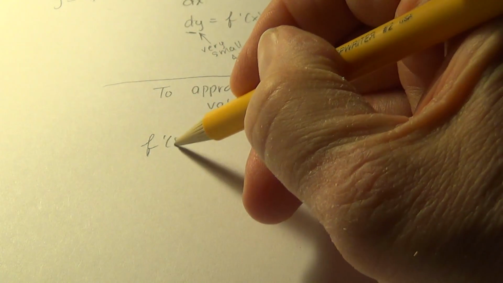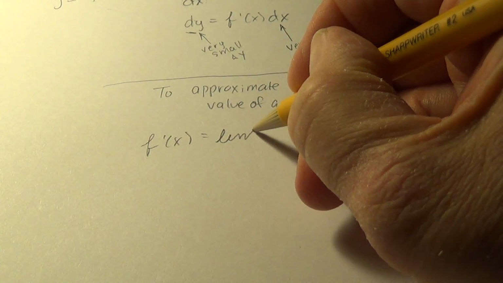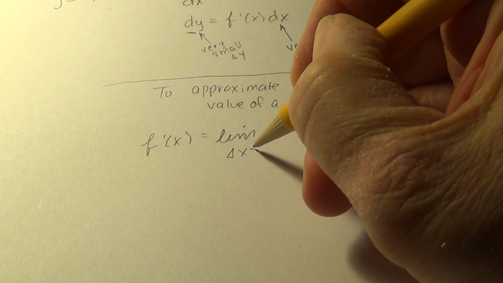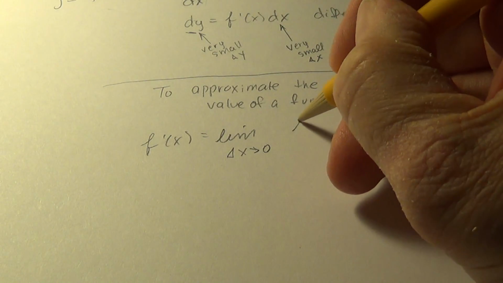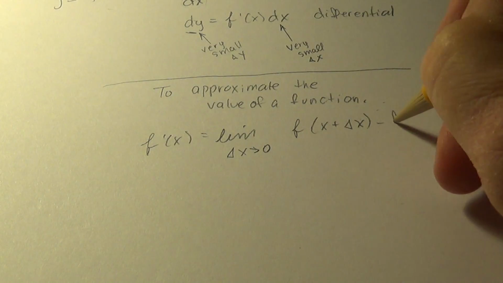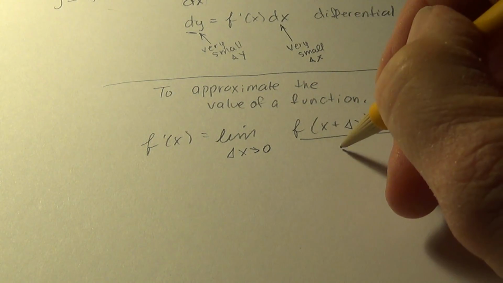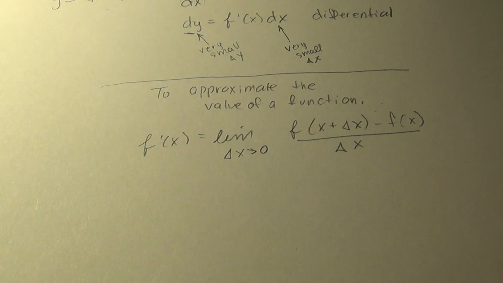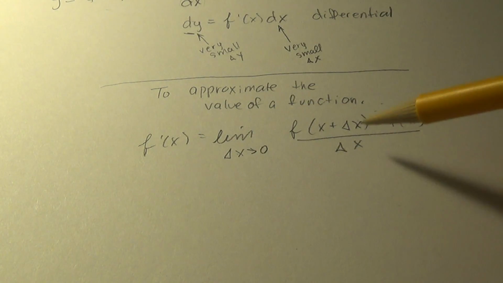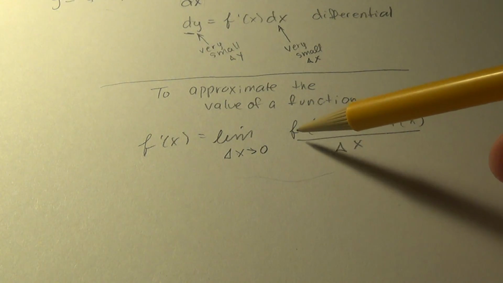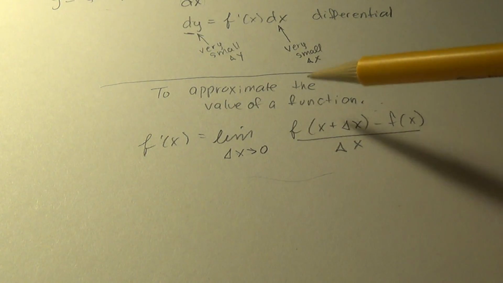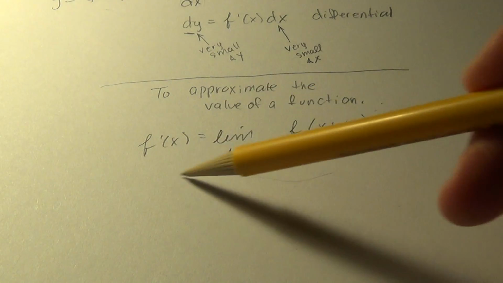The derivative equals the limit as change in x approaches 0 of f of x plus change in x minus f of x, divided by change in x. I used to call this h, but I just replaced it with change in x because we're thinking about differentials, which are very small changes in x. So that is the definition of the derivative.